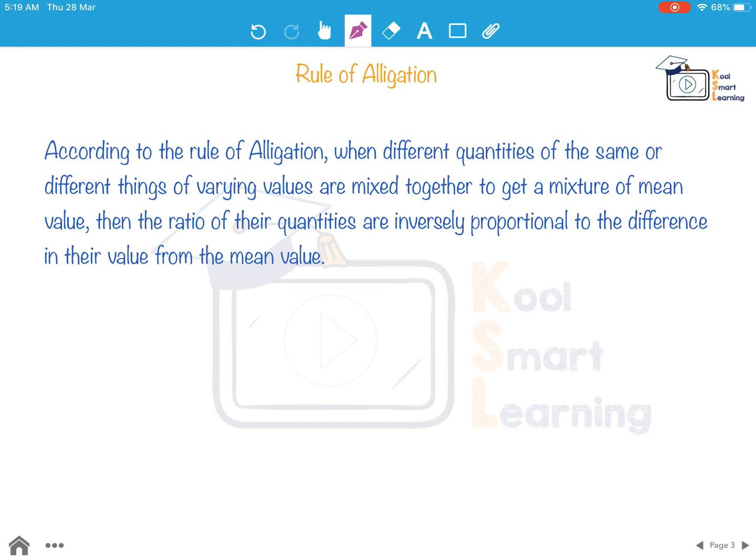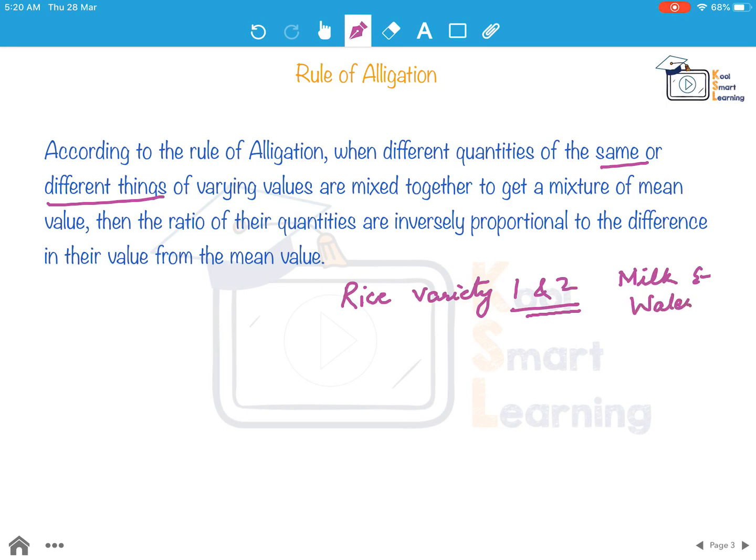When different quantities of the same or different things. Why same or different? Say for example, we are mixing rice variety 1 and rice variety 2. We are mixing these two things together. Now this is mixing of different quantities of the same thing. But as we said in the previous example, we could be mixing milk and water. Now this is an example of mixing two different things. So, when different quantities of the same or different things of varying values.